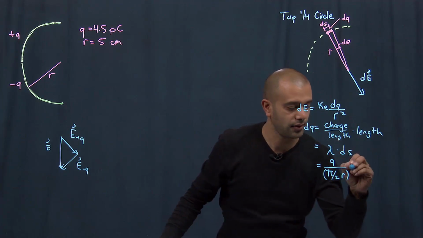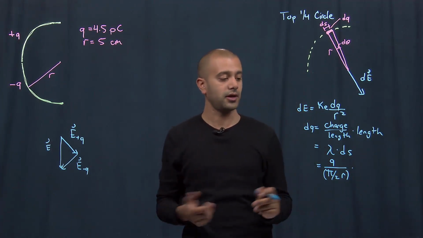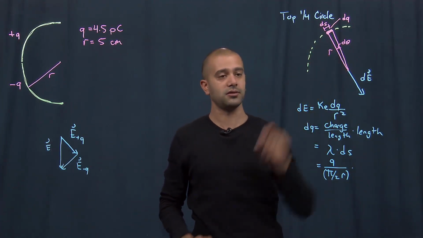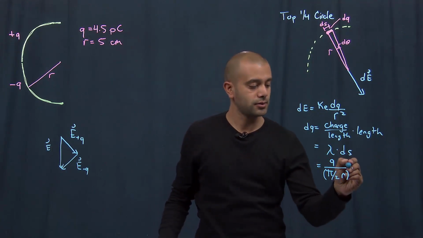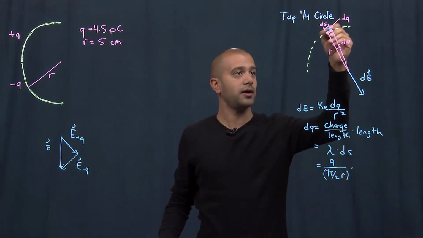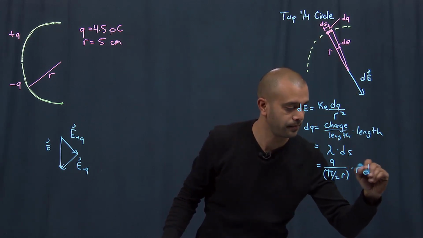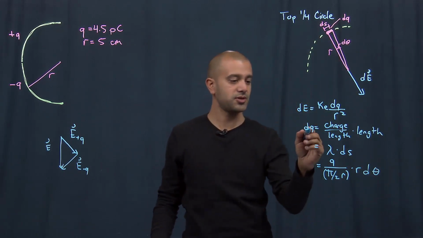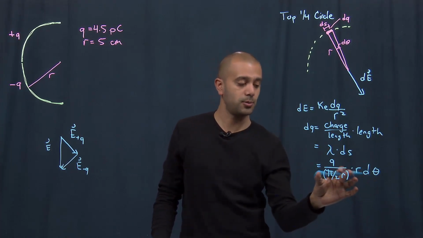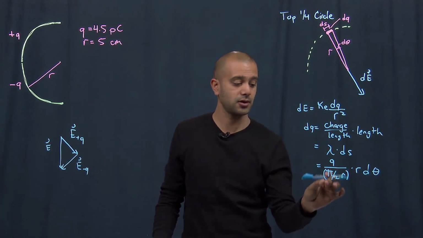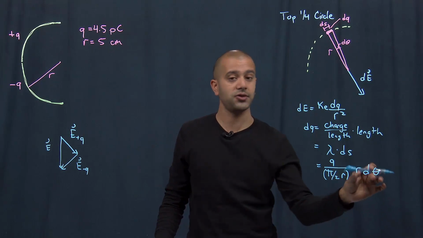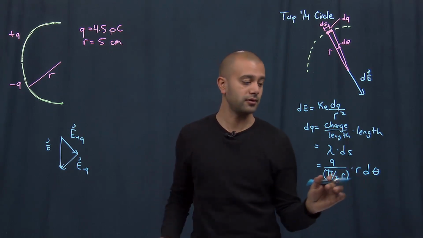So that's your lambda. And then ds, we also want to write that in terms of an angle we can integrate over, which is going to be d theta. That'll be easy to integrate over. So ds, again, is an arc length, and its length is going to be d theta times however long the radius is, so r d theta. All right, so this is an expression for dq, and we have it as we wanted it in terms of a bunch of constants. r is constant, q is constant, all that stuff is constant. But d theta is a variable which we can easily integrate over.